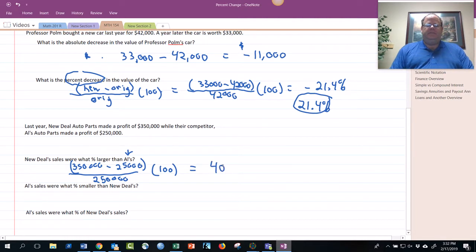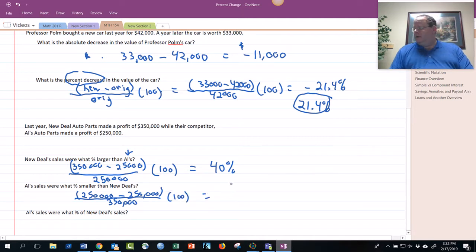All right, let's do the next one. Al's sales were what percent smaller than New Deal's? Well, it's the same thing, except that now we're comparing to New Deal's numbers. So New Deal's profits will be the original in the formula. And this turns out to be 28.6%.